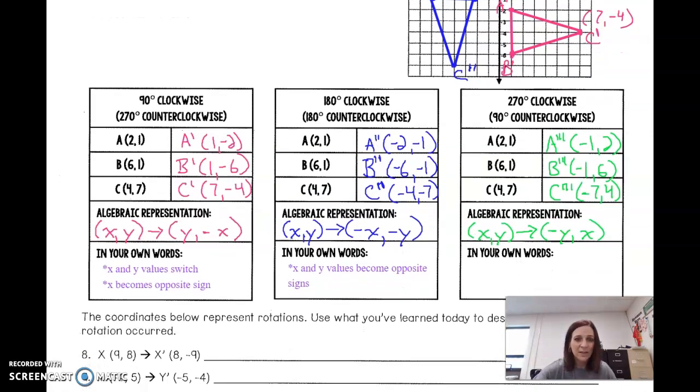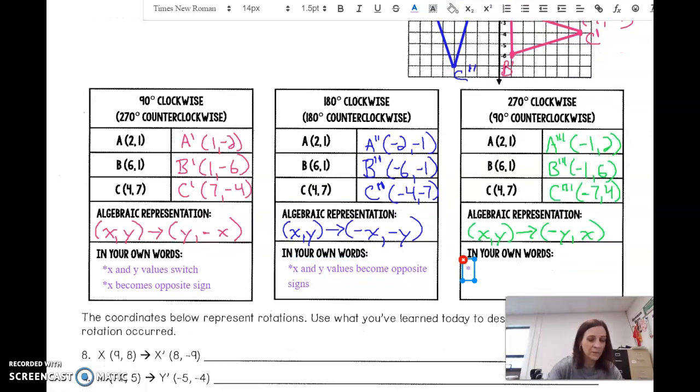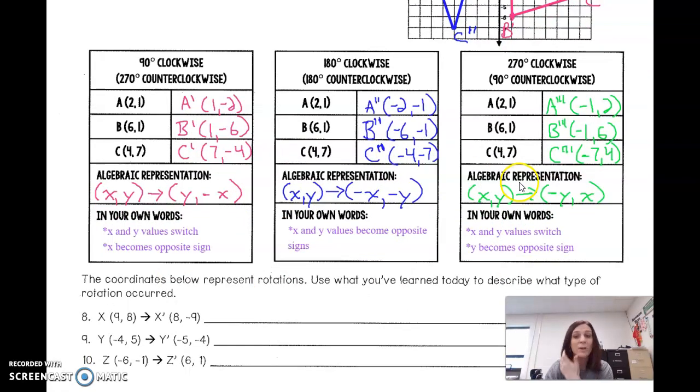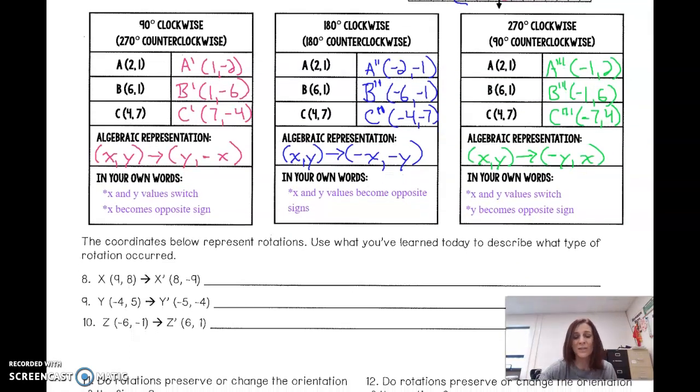So in our own words, we would say X and Y values switch. And then Y becomes the opposite. All right. Okay, so just to finish up quickly here, these are really important, guys. It's going to help you be able to figure it out without having to just look and figure it out. Okay, so real quick, if we look here, the coordinates below represent rotations.